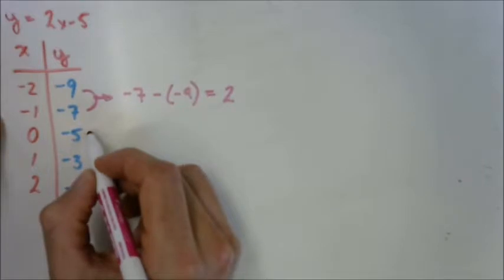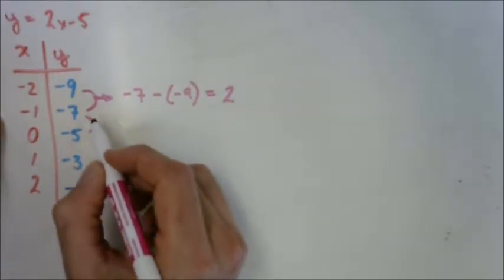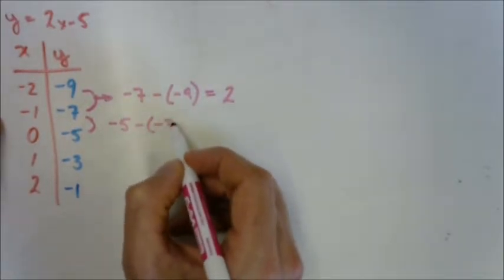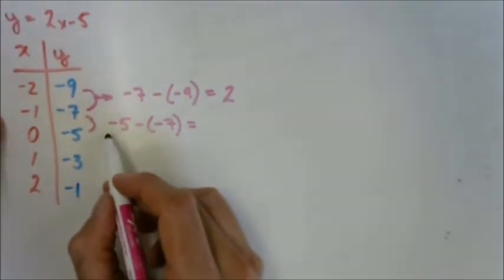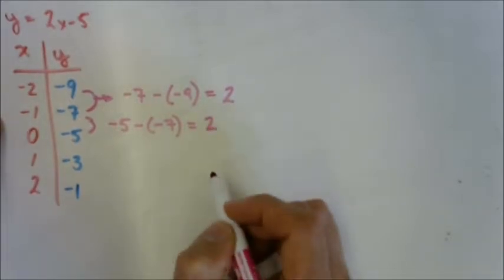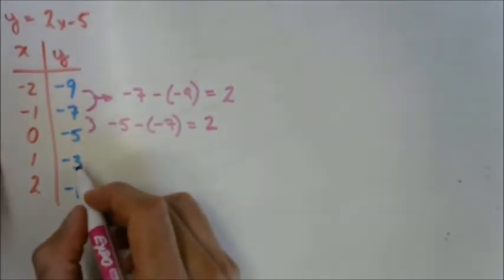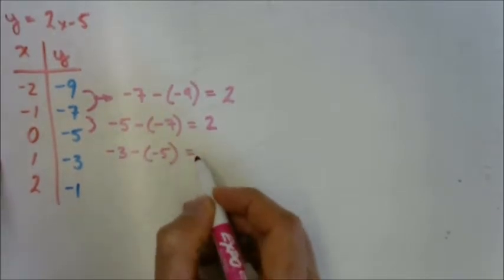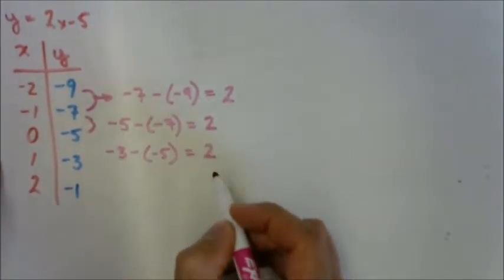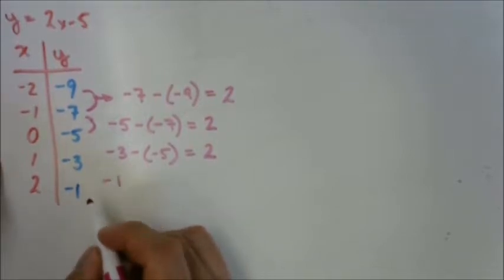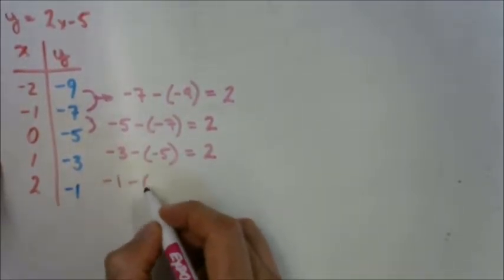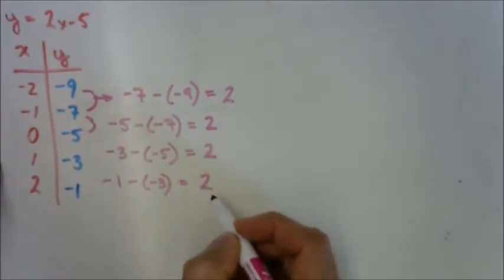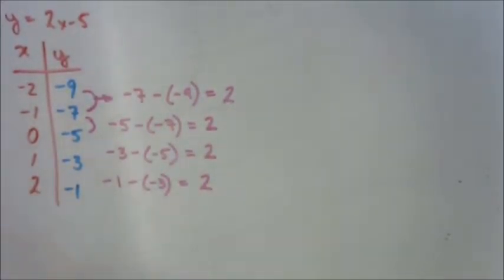Here again, now we need to take the difference between -5 and -7. So we have -5 minus -7. That's the same as -5 plus 7, which is 2. Here we have -3 minus -5. That's -3 plus 5, which is 2. And here we have -1 minus -3, which is also 2. What do you notice about the first differences in this case?